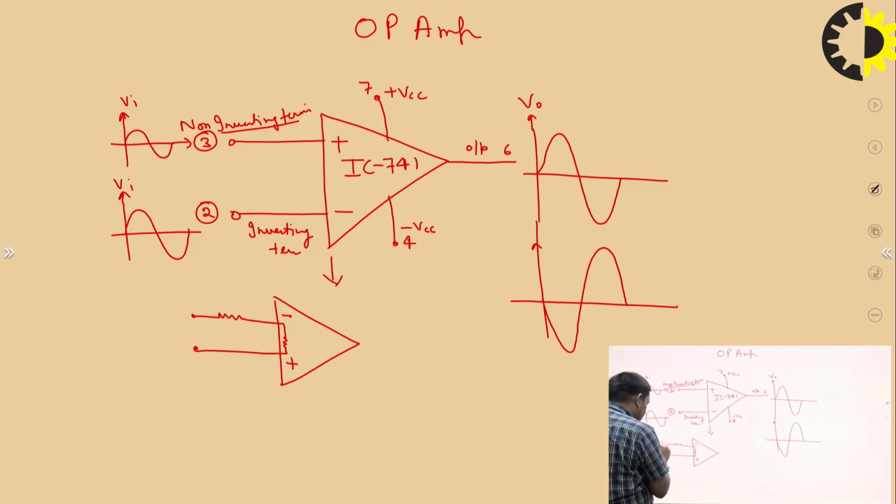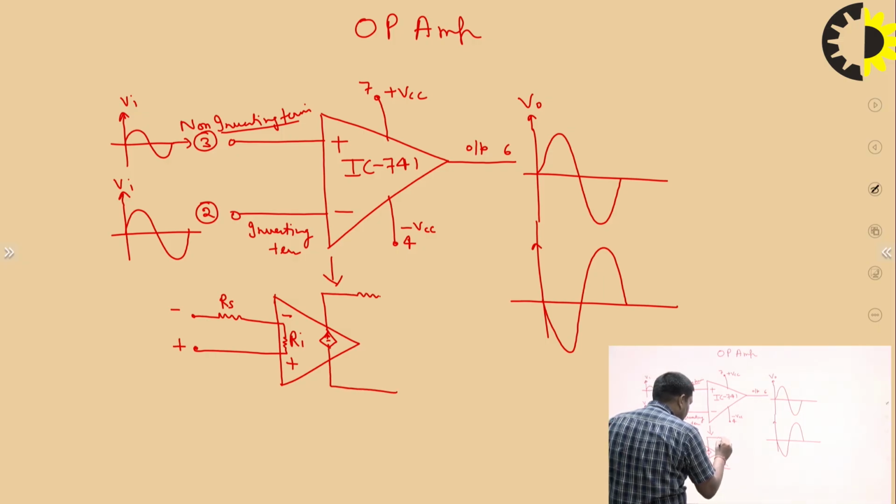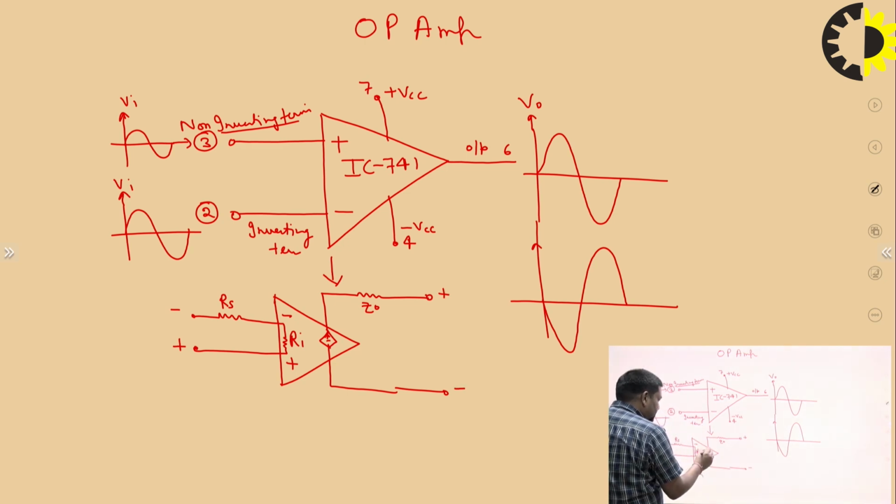This is minus, this is plus, this is the inverting input, this is the non-inverting input. This is the input resistance, Ri or Zi, of that particular op-amp, and this is a voltage source. This is the output impedance, and this is the output terminal. So this is a voltage source.